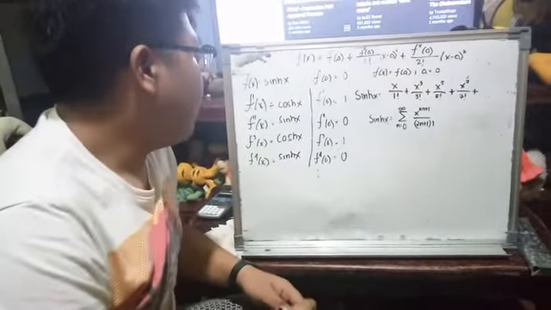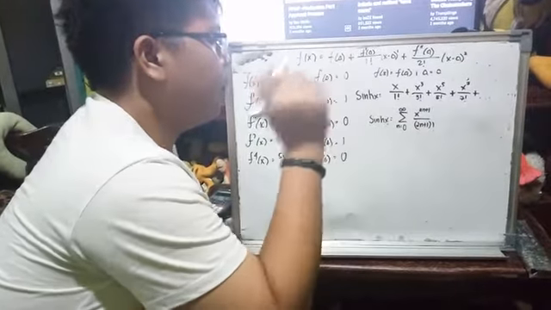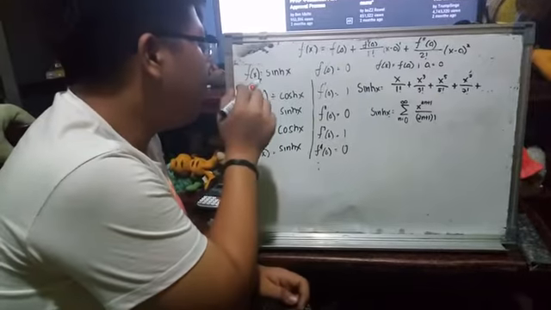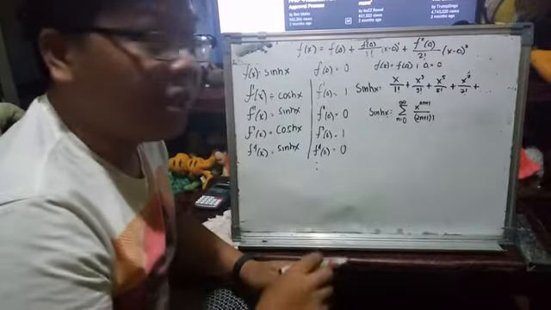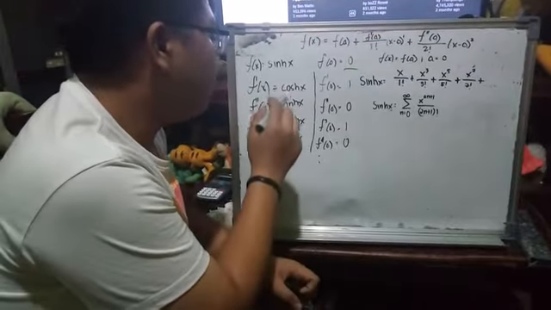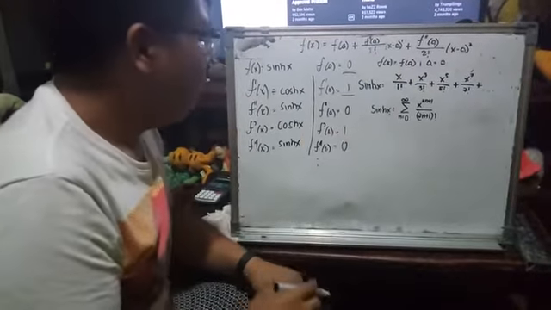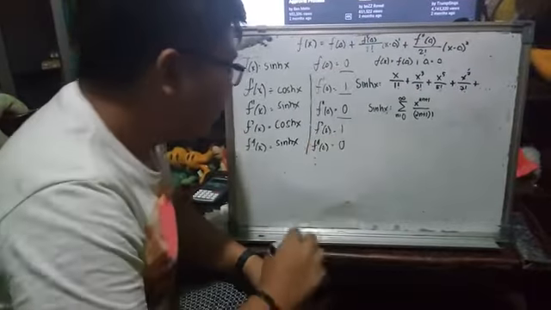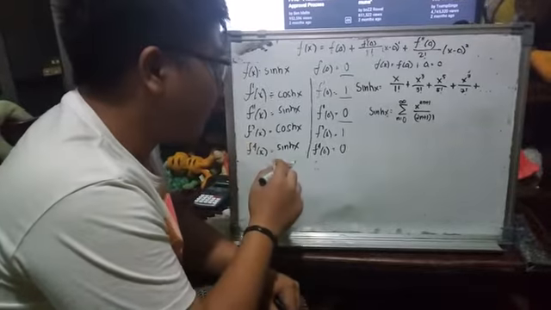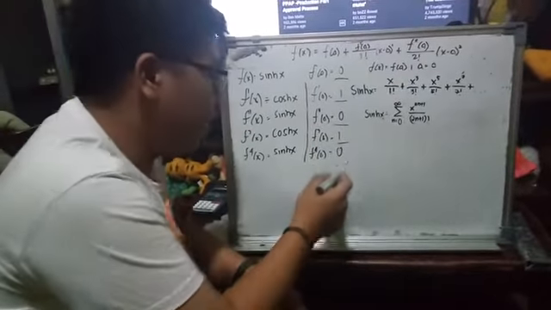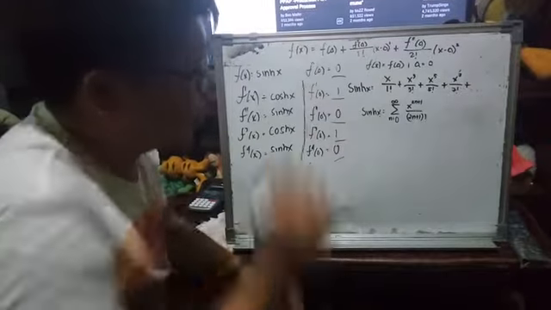So now we're going to substitute the value of a in the function. The hyperbolic sine 0 is equal to 0. The hyperbolic cosine 0 is equal to 1. The hyperbolic sine 0 is equal to 0. The hyperbolic cosine 0 is 1. And the hyperbolic sine 0 is 0, and so on.